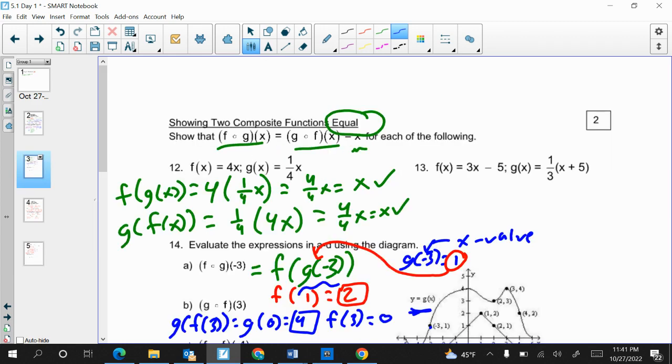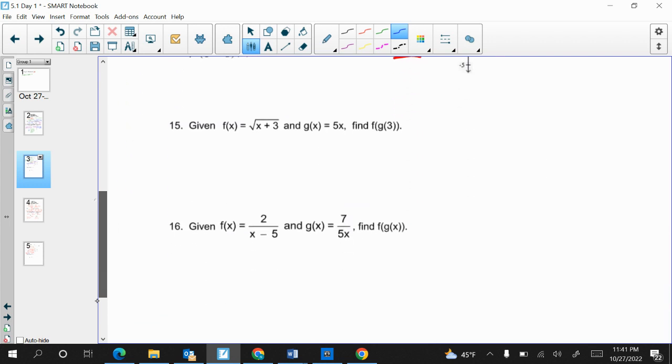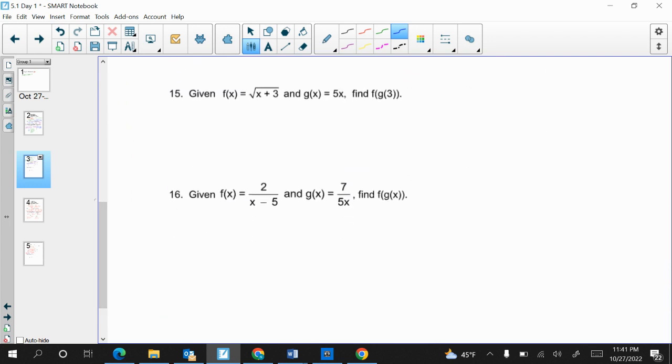Alrighty. These are very similar. You should be able to take a moment, pause it, work on 15 and 16. You should be able to do these, and we'll go over them in a second.